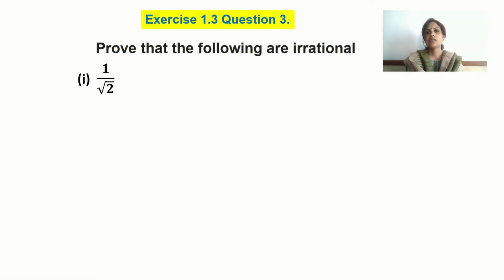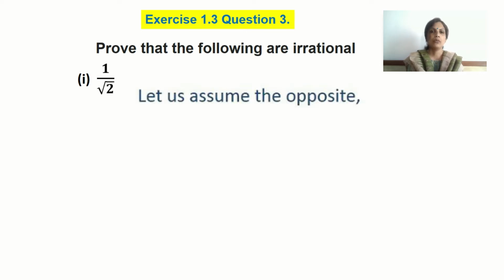This is exercise 1.3, question number 3. So in question number 3, we are asked, prove that the following are irrational, and the number given to us is 1 upon square root 2. So we have to prove that 1 upon square root 2 is an irrational number. As I told you, we will assume exactly opposite to this. So we will assume that 1 upon root 2 is a rational number.